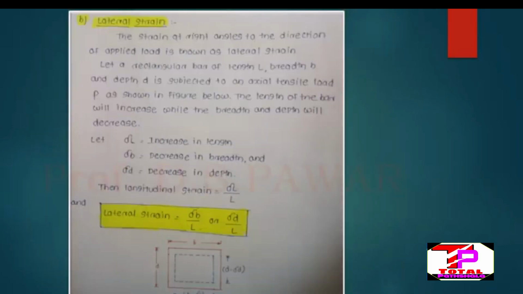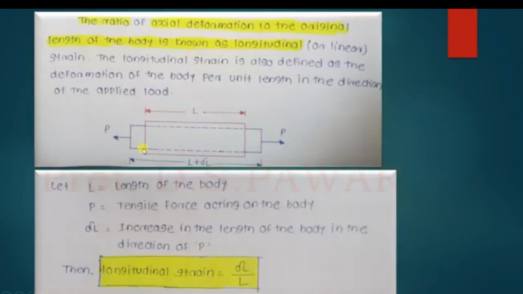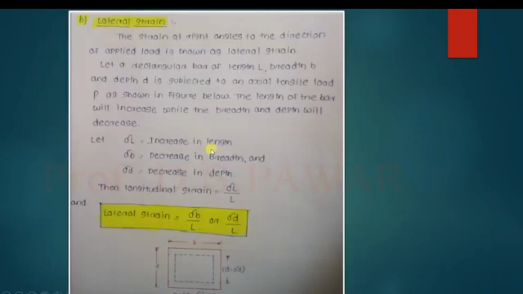In the same way, we are going to see lateral strain now. What is lateral strain? The strain at right angle to the direction of applied load is known as the lateral strain. I have already explained this. This is longitudinal strain, and at right angle to this length, the strain which you are going to consider is called lateral strain. The strain at right angle to the direction of applied load is known as lateral strain.